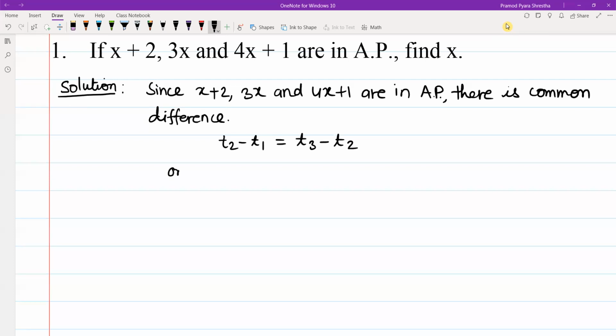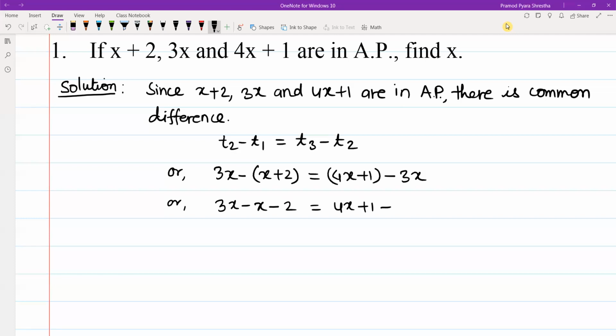Now let's plug in the values. t2 is 3x, minus t1, which is x plus 2, is equal to t3, which is simply 4x plus 1, minus t2, which is 3x. So solving this, we'll get 3x minus x minus 2 is equal to 4x plus 1 minus 3x. Subtracting x from 3x, we get 2x minus 2 is equal to, now 4x minus 3x is simply x plus 1.